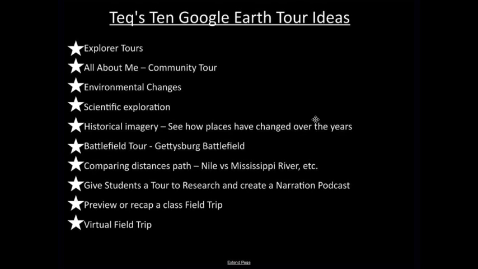Historical imagery, if you've seen our previous webinars, deals with how places have changed over the years through the past historical satellite shots that are stored in Google Earth, and you can actually record those if necessary through what's called a Google Earth tour recorder.